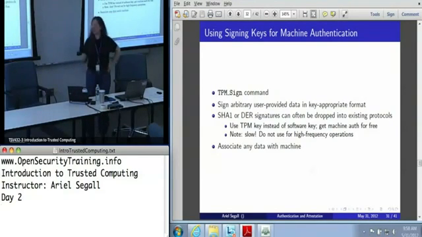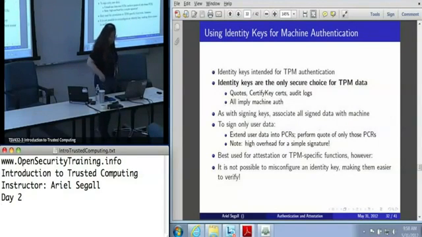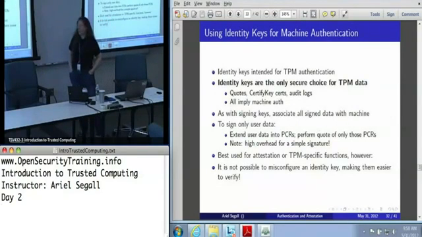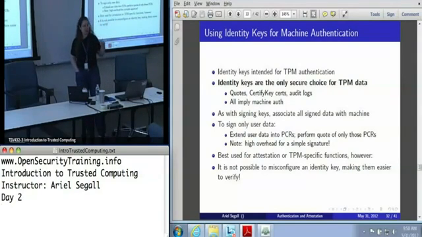So this will let you associate any data with the machine. And it's not going to tell you where it came from originally, but it certainly tells you that this machine had control over that data and signed that data when that happened. Identity keys can also be used for machine authentication. See previous note about attestation for quotes. These are actually what they're intended for, is not just machine authentication, but TPM authentication, which, since they're soldered together, is often the same thing.